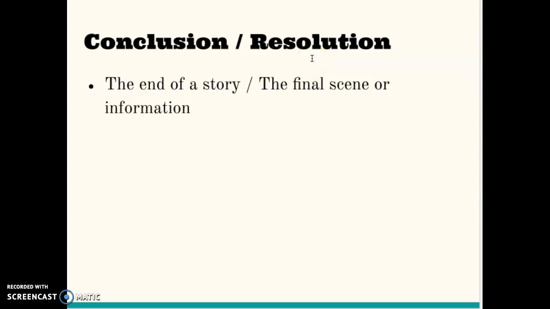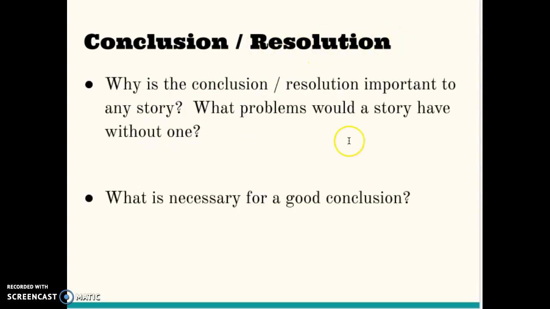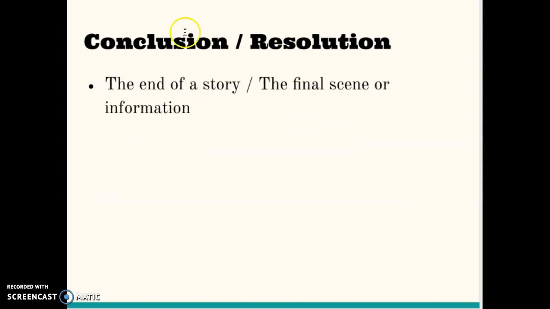So a conclusion is the end of the story. It's the final scene or information. It's also called the resolution. The conclusion does not necessarily have to be a happy conclusion or resolution. It could be really sad or upsetting. But the conclusion just ties up all the loose ends and, like it says, concludes the story.